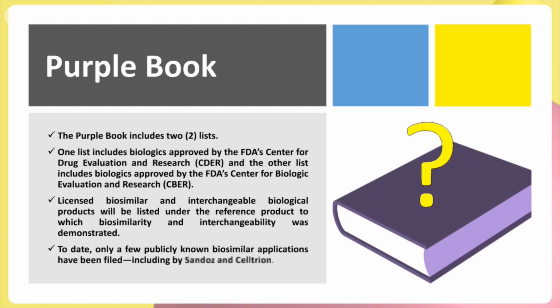In my subsequent session, I'm also going to make clear what biosimilars and interchangeable biological products are. Most of the time, the database is not as strong as that of the Orange Book. The Orange Book contains an exhaustive database, whereas when we talk about biological products, since the number is less compared to generic products, the database is not that exhaustive. Most of the time, companies like Sandoz and Celltrion have filed for their biological products.